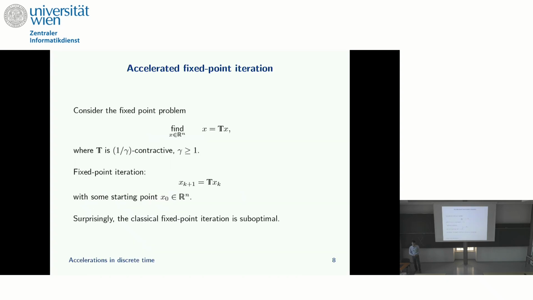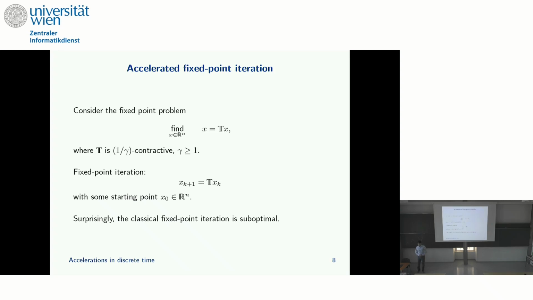Let me show you a different acceleration. Let's consider the fixed point problem. We want to find a fixed point of a non-expansive operator T. The assumption specifically is that T is 1 over gamma contractive, where gamma is bigger than or equal to 1. If gamma is equal to 1, then T is a non-expansive operator. If gamma is strictly bigger than 1, then T is a contractive operator.